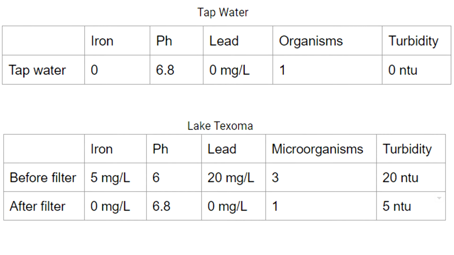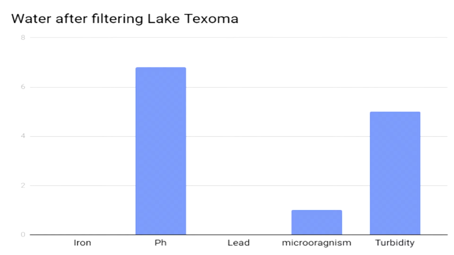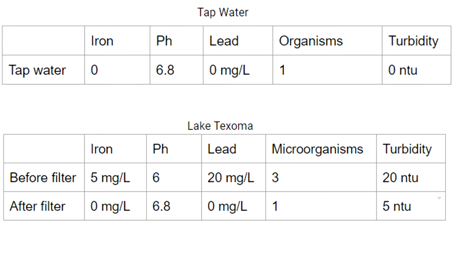Here is the data we collected from our test. It includes before filtering Lake Texoma and after filtering Lake Texoma, and also tap water, which was our control. According to the data, the water from the lake was not considered to be very safe as the turbidity was 20 NTU. According to Lentech.com, the water should be no more than 5 NTU, making this water unsafe. The lead levels in the water also exceeded the recommended 10 milligrams per liter.